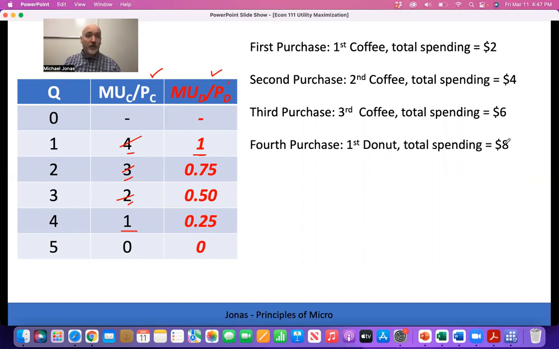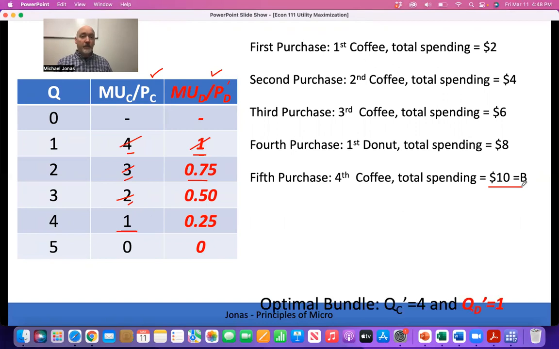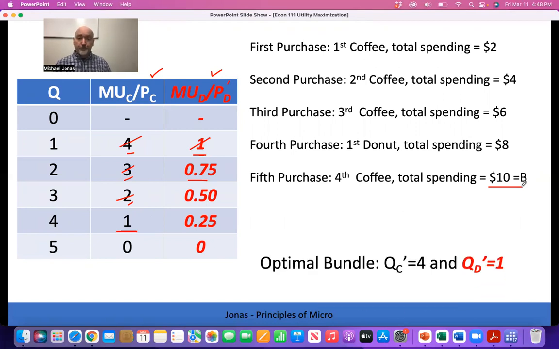Each one of those transactions costs $2. So our total spending is now up to 8. This guy is off the board. So now our remaining $2 can either go to a 4th cup of coffee that gives us $1 of utility per dollar spent, or the second donut that now only gives us 75 cents of utility per dollar spent. So it's going to go to that 4th cup of coffee, bringing our total expenditure up to our budget of 10. And this gives us a new optimal bundle.